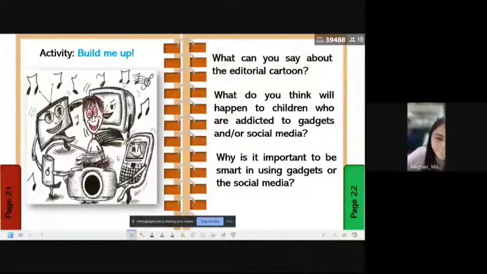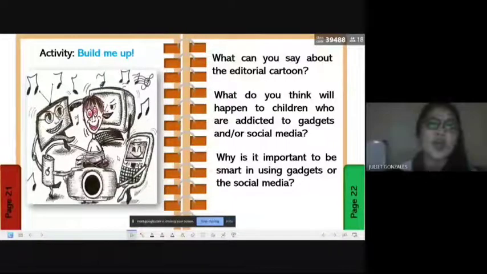Yes, ma'am. Megan. It is important to be smart in using gadgets so that we won't be affected by the radiation. Okay, that is also a good opinion. So the more you are exposed to gadgets and the social media, obviously, if you are exploring social media, then you are exposed to radiation. What else? Aside from these opinions of Megan and Kimberly, what else?